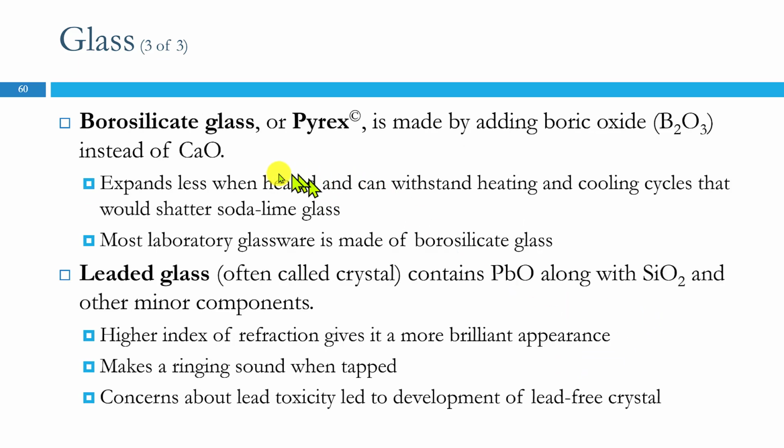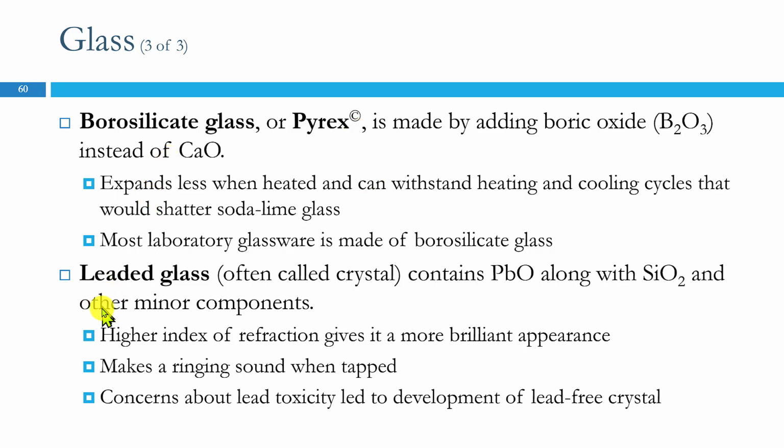Another type of glass is known as borosilicate glass, and this is what we call Pyrex. And what they do is add boric oxide to it instead of calcium oxide. So it has less thermal expansion, and it can withstand cooling cycles that would normally shatter a piece of heated glass. So a lot of our lab glassware is made out of borosilicate. Pyrex, right? The Pyrex glass containers you have in your house are the ones you can use in your microwave and not worry about them breaking.